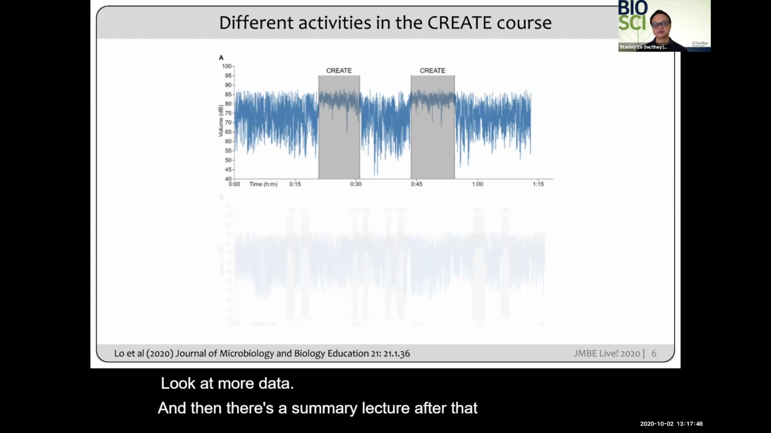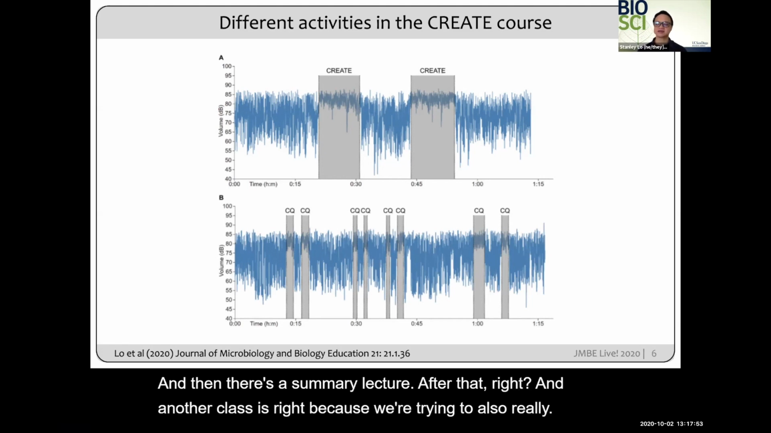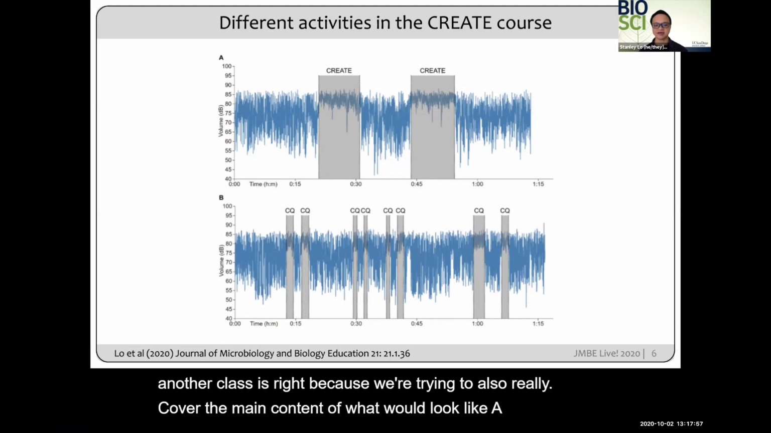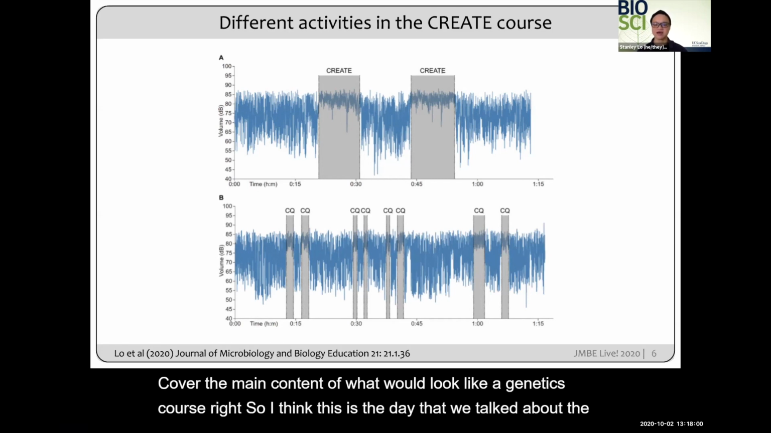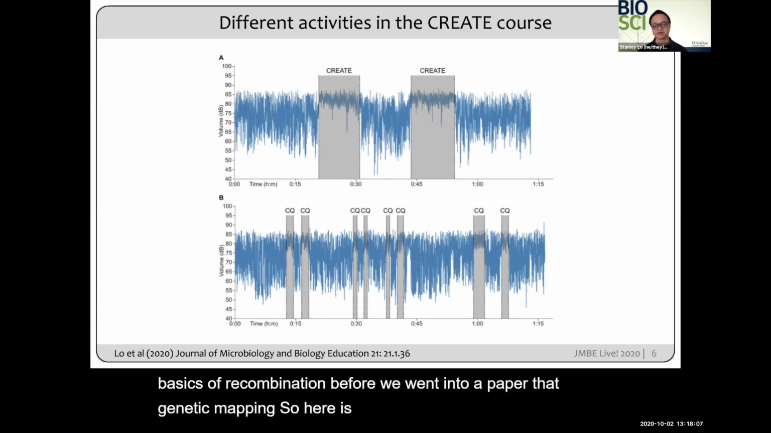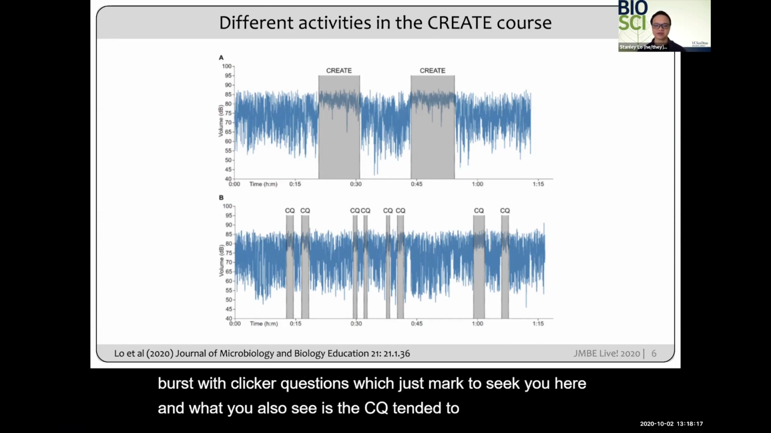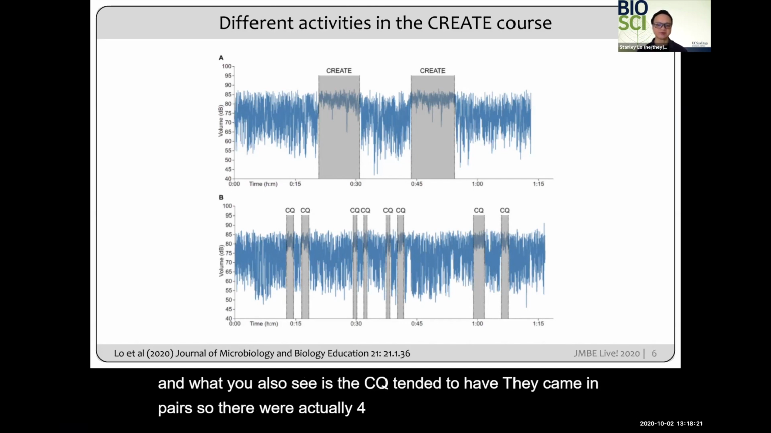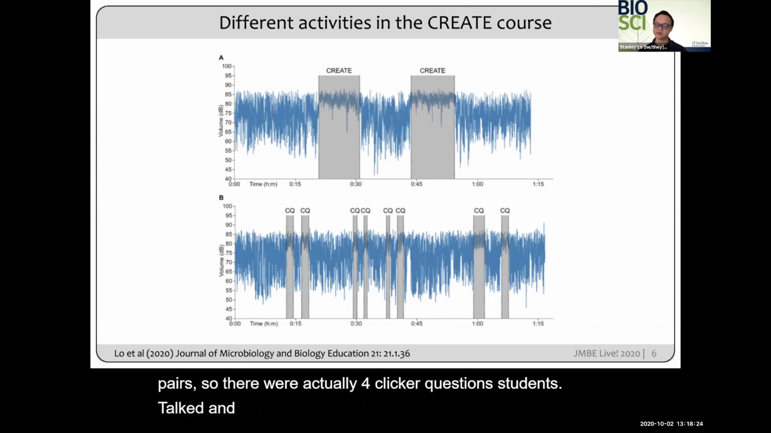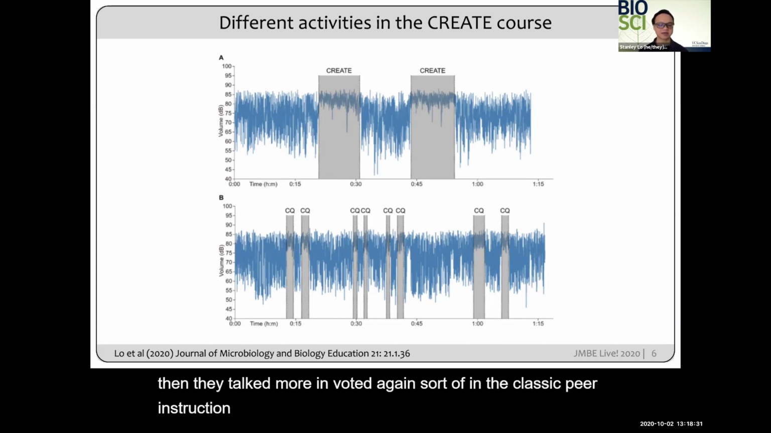And in other classes, because we are also trying to cover the main content of what would look like a genetics course, this is the day that we talked about the basics of recombination before we went into a paper that did genetic mapping. So here is mostly a lecture interspersed with clicker questions, which is marked as CQ here. And the CQs tended to come in pairs. So there were 4 clicker questions. Students talked and voted once, and then I gave a little bit of feedback, and then they talked more and voted again, in the classic peer instruction method, the Eric Mazur method from physics, for example.